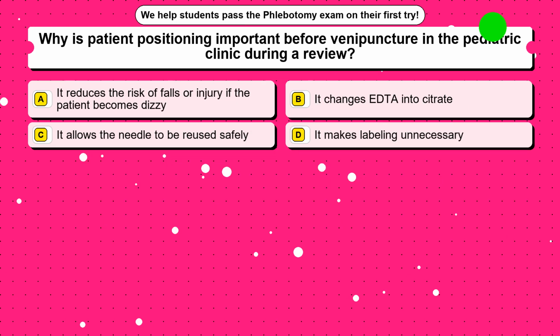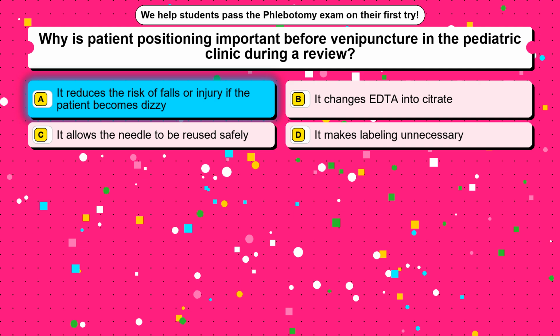Question 97. Why is patient positioning important before venipuncture in the pediatric clinic during a review? Option A. It reduces the risk of falls or injury if the patient becomes dizzy. Option B. It changes EDTA into citrate. Option C. It allows the needle to be reused safely. Option D. It makes labeling unnecessary.